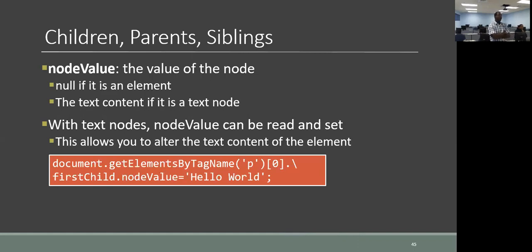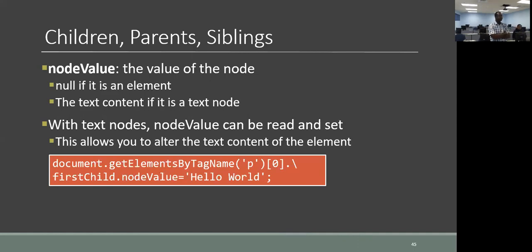So let's say the element at index 0. Let's say we call get elements by tag name, and we have our array, and index 0 is text that says greetings all. What you can now do is say first child node value and assign it a new value, changing it from greetings all to hello world.